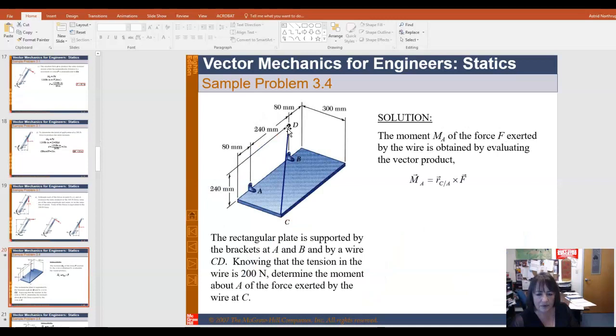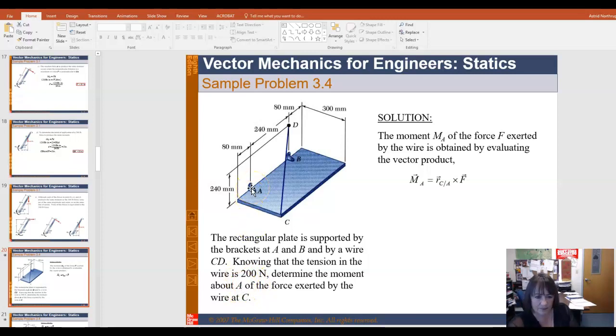All right, and sample problem 3.4, we'll just construct this a little bit, and we'll talk about this when we do problems later this week. But we want to find the moment of the force exerted by a wire. Okay, and so this wire is plugged in here at point D. So the wire runs from D to C, but the force is pulling up, isn't it? It's pulling upward on the plate. And we know that the tension, that value is 200 newtons. We want to find the moment about point A.